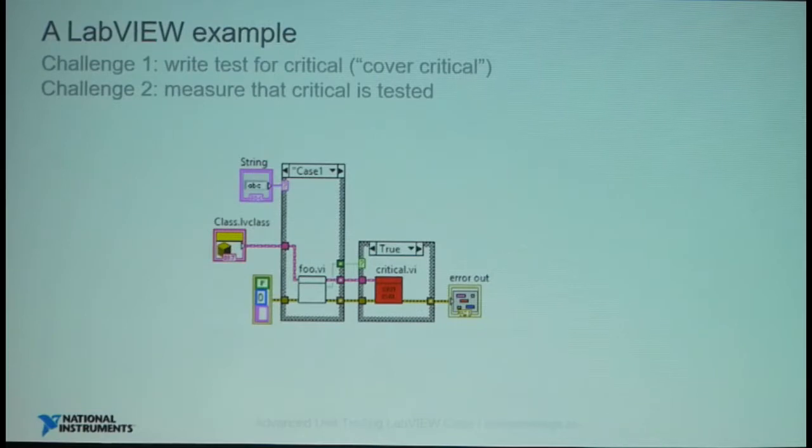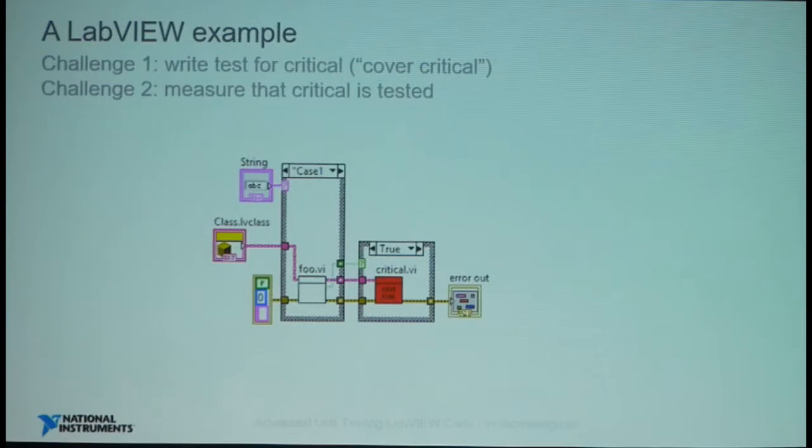Okay, here is a LabVIEW example. This is some random code, and the red VI is a critical VI, and you see that the reachability of this VI is probably not trivial, because it depends on whether or not you end up in this case where the critical VI is executed. It depends on a lot of things. It depends on the string input. It depends on an object. It depends on the error cluster.